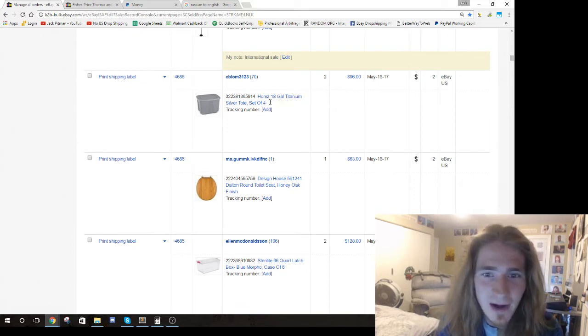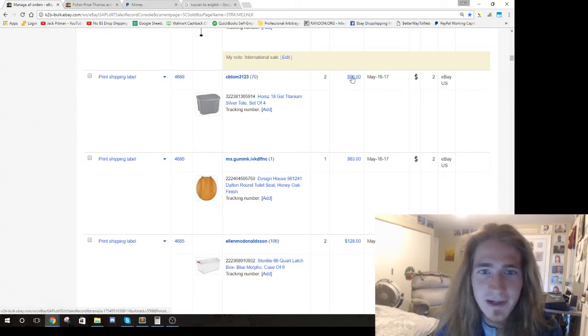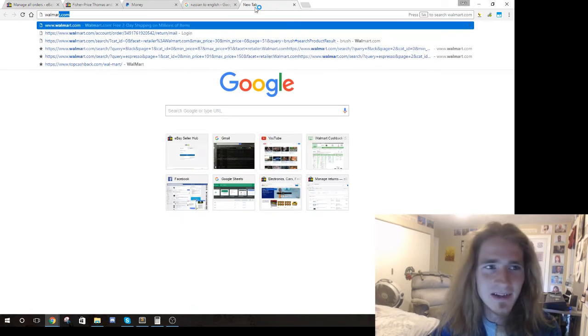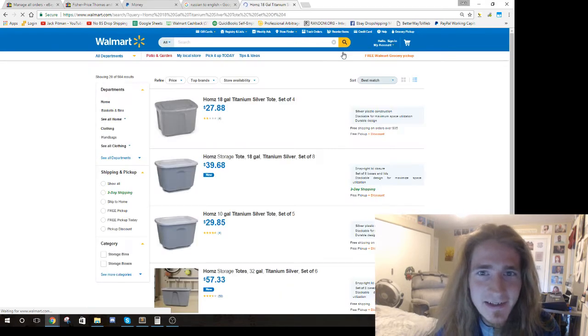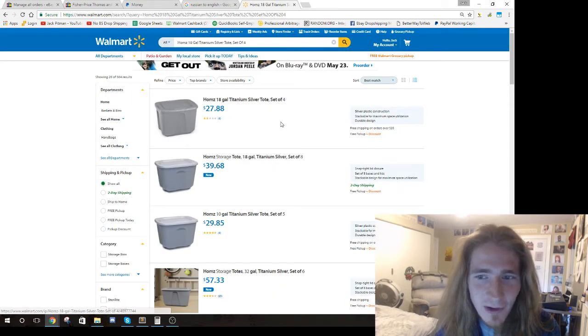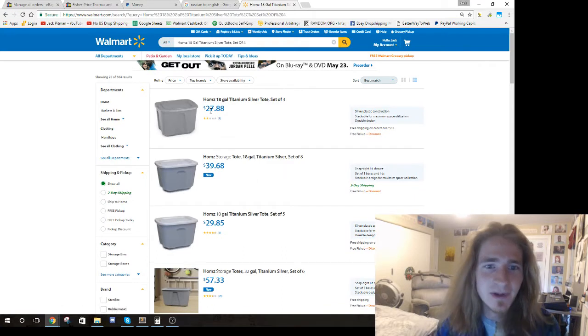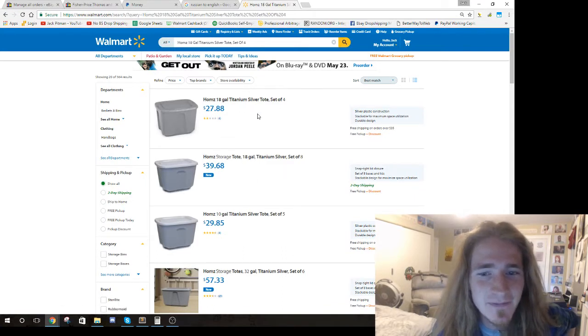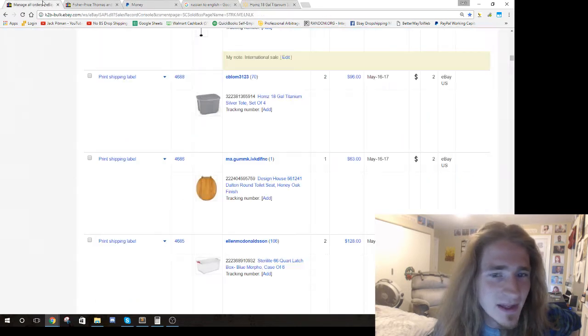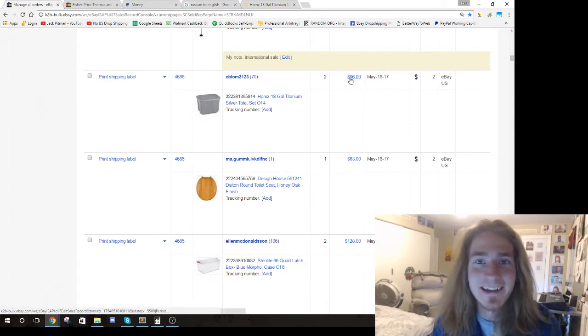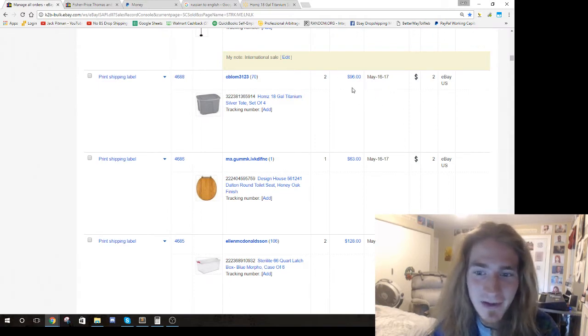Look at this. We have a Hom's 18-gallon titanium silver tote set of 4, but it's 2 quantity for 96 bucks, right? So that means they're expecting 8. Luckily, Walmart actually has an 8-pack. That is cheaper than buying 2 of the sets of 4, right? So 2 of the sets of 4 would cost 28 times 2, so like 56 bucks. But 1 set of 8 costs 40. So I paid like $42 for an item that I got 96 bucks for. That literally doubled, that was a really profitable sale.